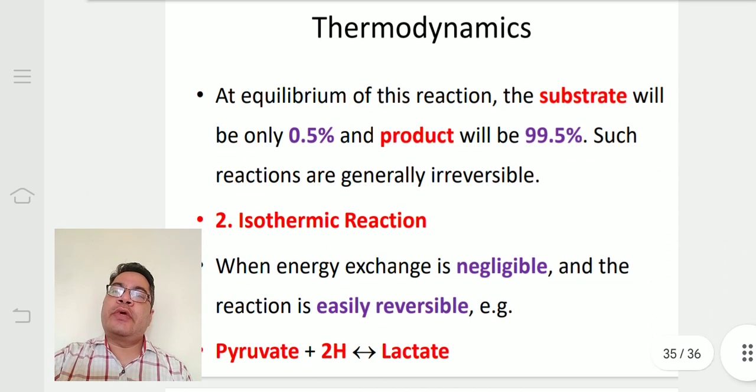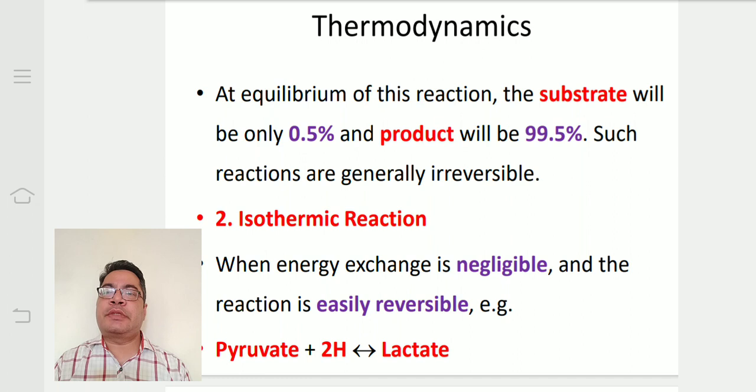Second part is isothermic reaction, when energy exchange is negligible and the reaction is easily reversible. Example, pyruvate plus 2H gives lactate.